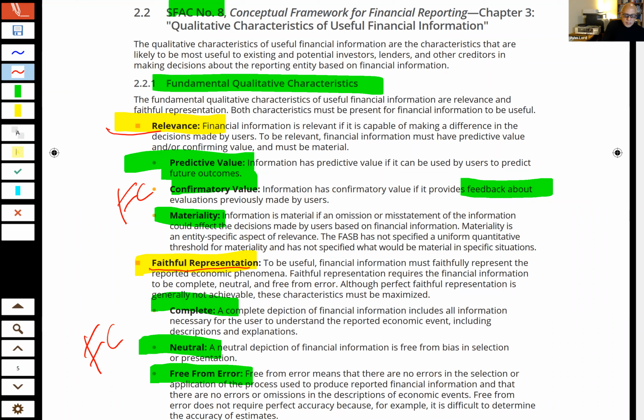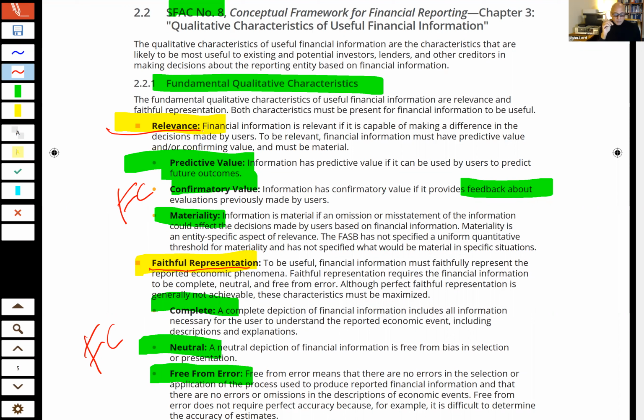So on the blank side of the card, if you didn't see it in your Becker cards, you would say, what makes accounting information relevant? Answer on the line side: predictive value, confirmatory value, materiality. On the blank side of the faithful representation card, what makes accounting information have faithful representation? It is complete, it is neutral, and it is free from error.